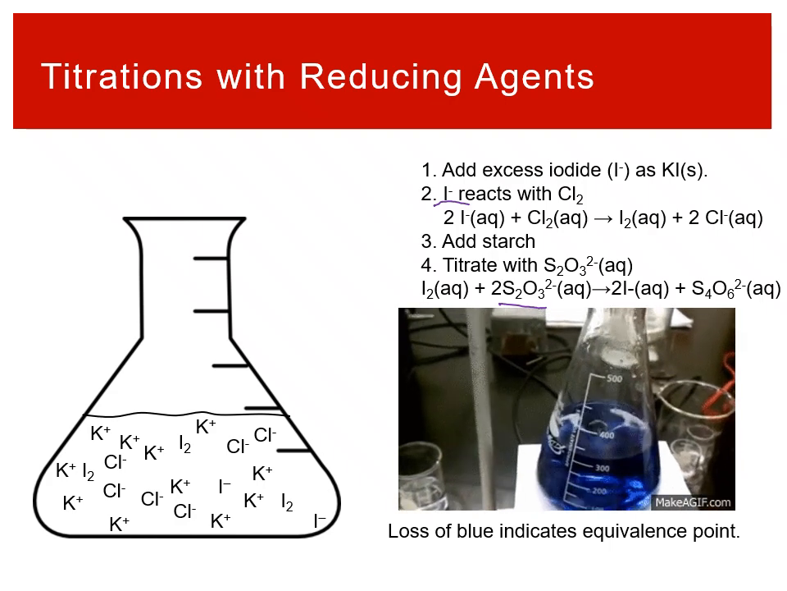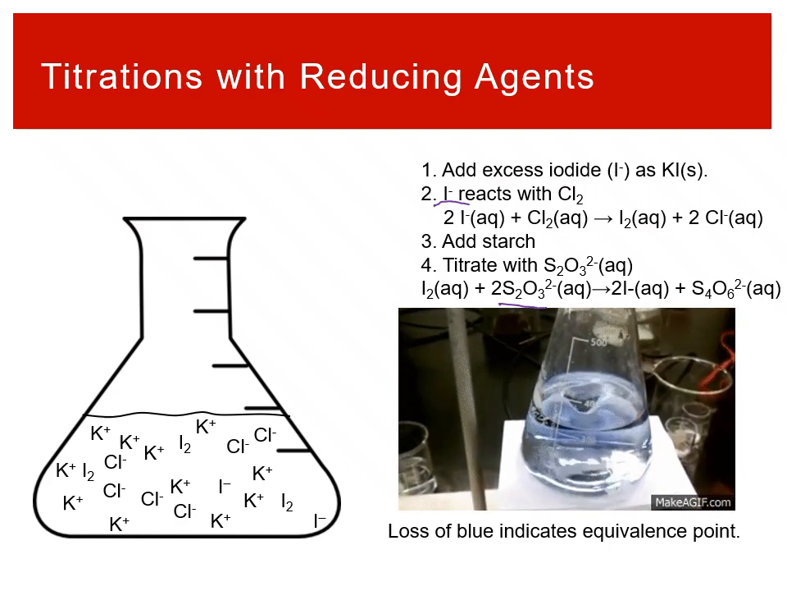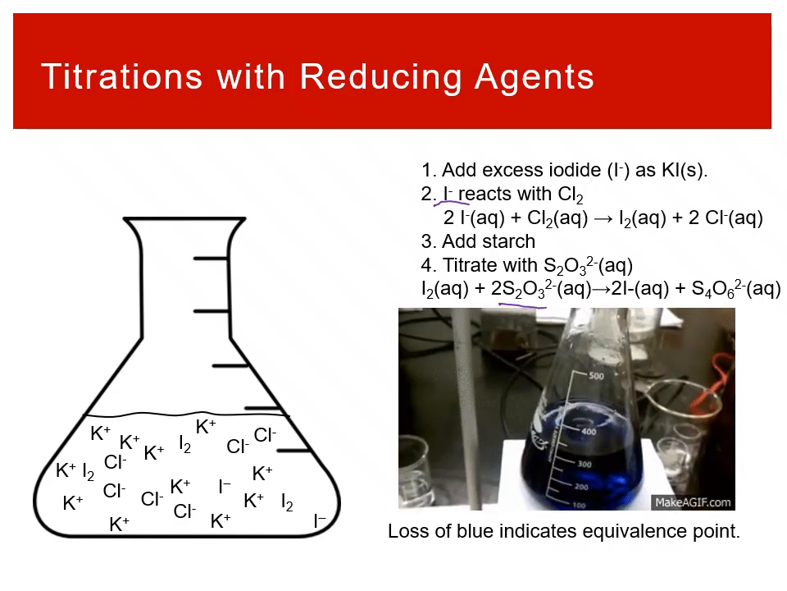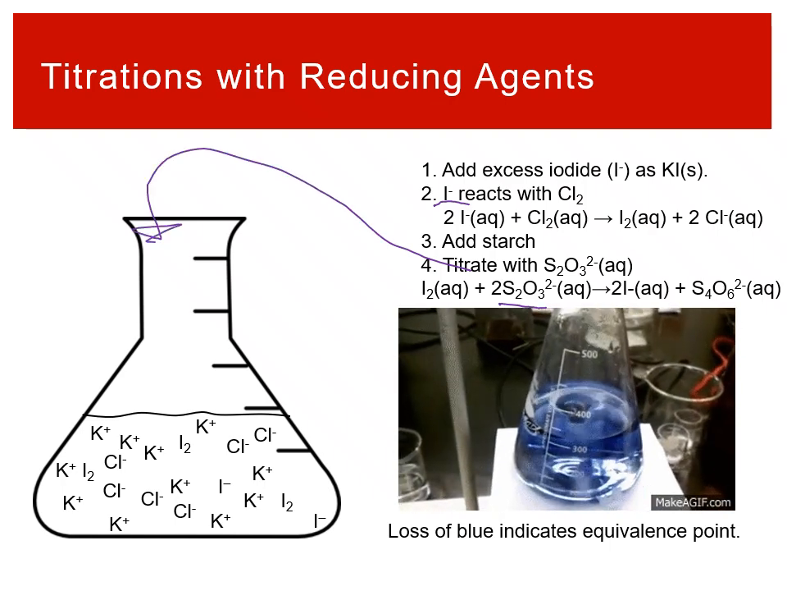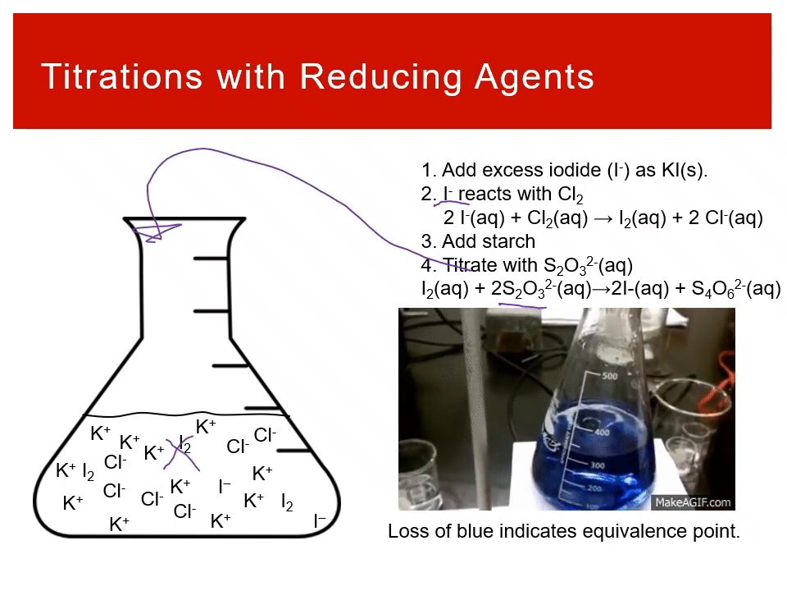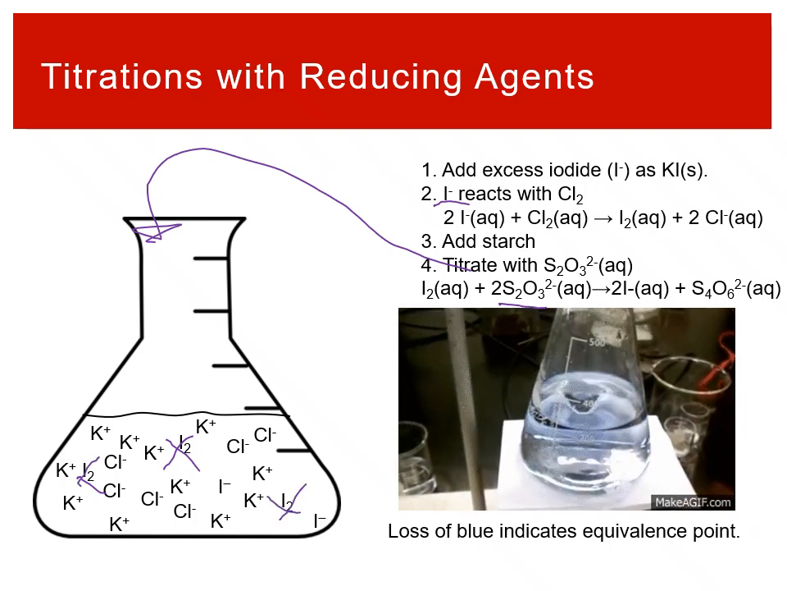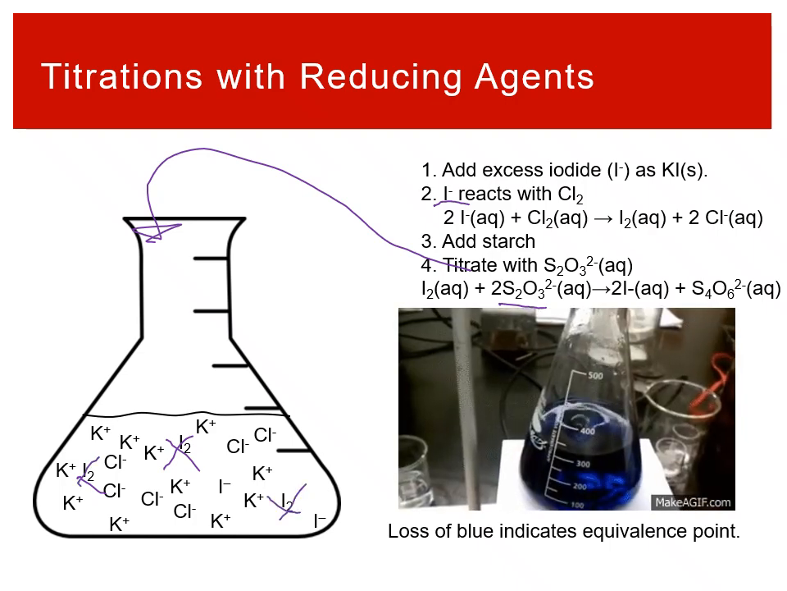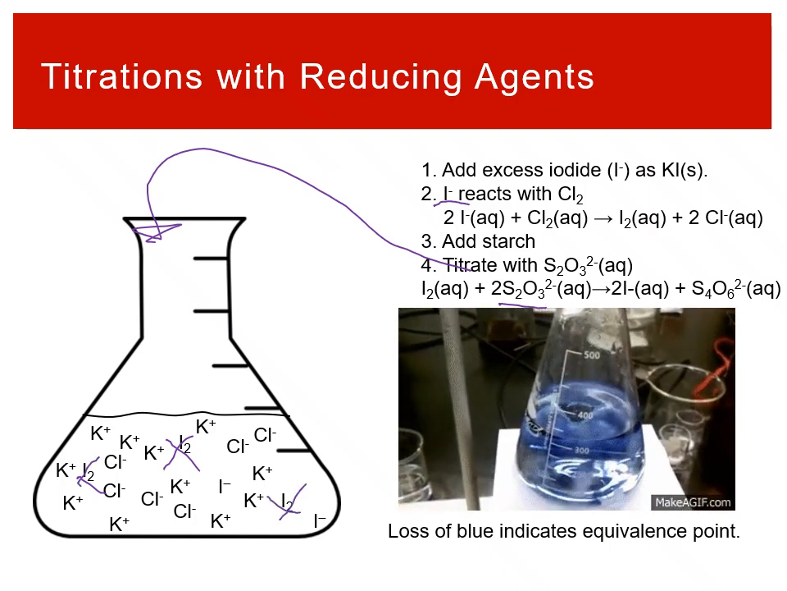When you're actually doing the titration, you add the S2O3 into your flask, and slowly you would be reacting these I2s. They would eventually go away and all go back to I-. And that color change will be really quick because of the starch.